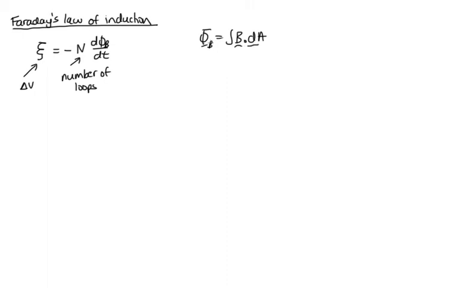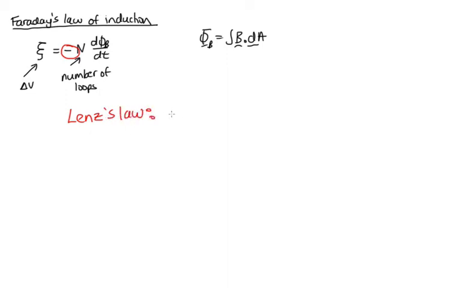So if we want to change the magnetic flux, there's a couple of ways we could do it. We could have a changing magnetic field, so a time-dependent magnetic field, or we could change the area through which the flux is being considered, so change the area of our loop. Now, one really important thing about Faraday's law is this negative sign here. This negative sign has its own name. It's called Lenz's law.